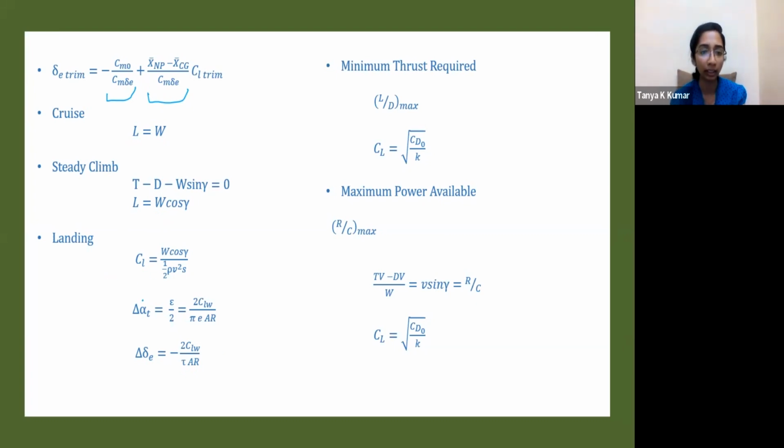Now, while landing, there is a reduction in downwash due to ground effect. So there's a reduction in the downwash angle. What happens is that there's a delta, a change in the effective angle of attack at the tail.